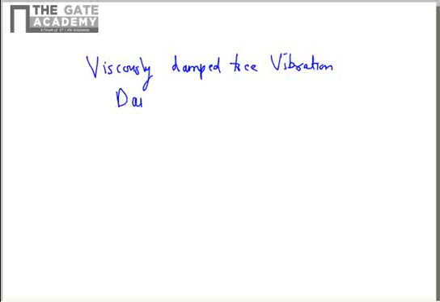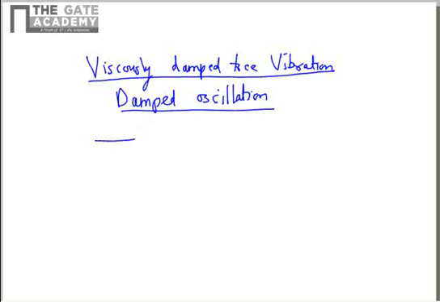Now we come to the theory of viscously damped free vibration. In simple language, they are called damped oscillations or damped vibrations. So we will derive the theory of damped oscillations with the help of the spring mass system that we have considered. In the vibration model, we showed that in a spring mass system, if you are adding a dash pot to the mass, which is damping the oscillations, you can get the viscous damping effect.